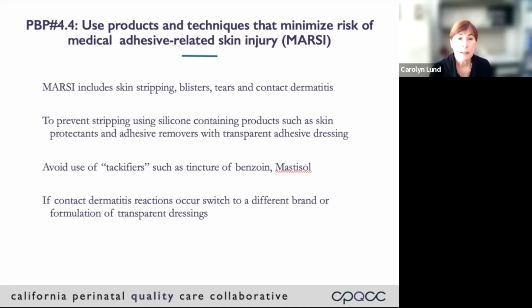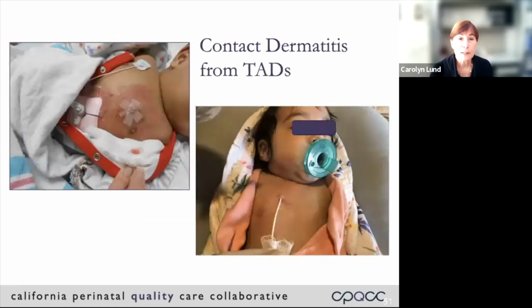We've always advocated avoiding the use of tackifiers, and these are products such as tincture of benzoate and Mastisol, because they create such an aggressive adhesive attachment to the uppermost layer of the skin that you can actually create more stripping because the epidermis is not as securely attached to the dermis, particularly in a premature baby. And if you do see contact dermatitis reactions, you can sometimes switch to a different brand or formulation of transparent dressings.